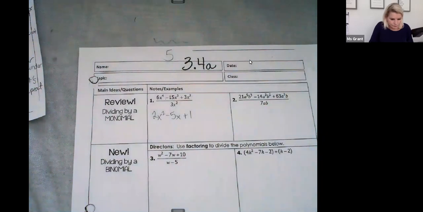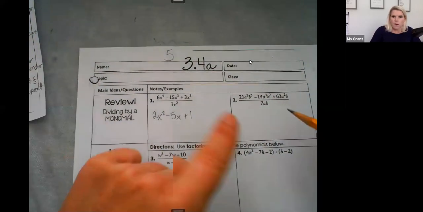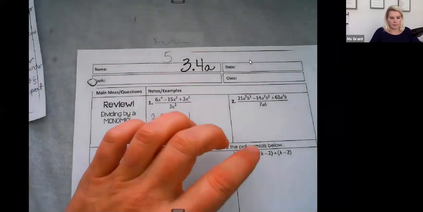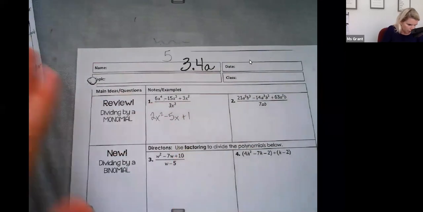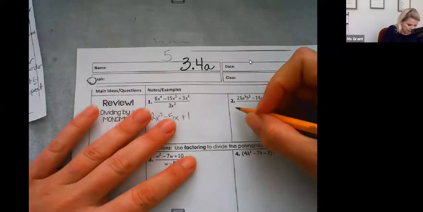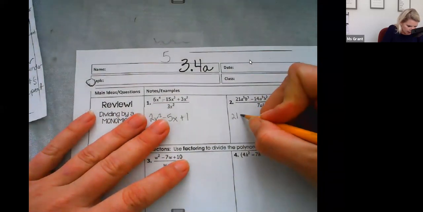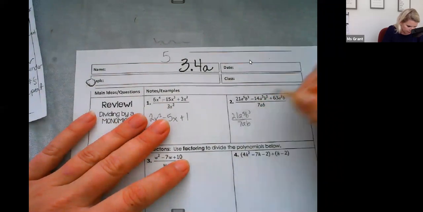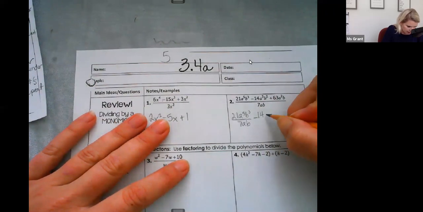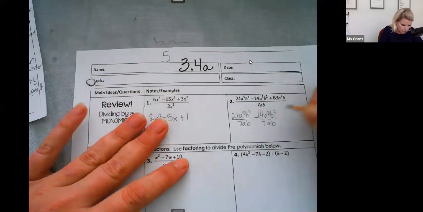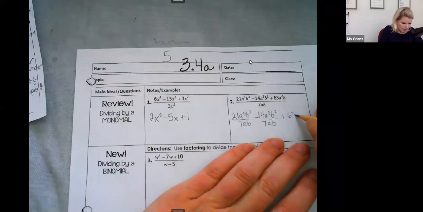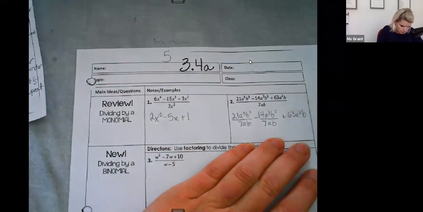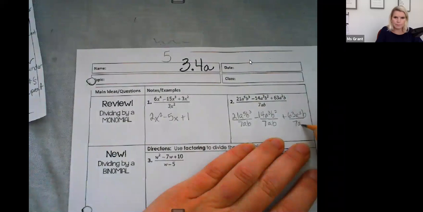Okay. Now, number 2. Actually, I need help. I would love help. First, I'm going to break it up for you because I think that might help you see it better. 21a to the fifth b to the third, divided by 7ab, minus 14a to the third b squared, divided by 7ab, plus 63a squared b, divided by 7ab.